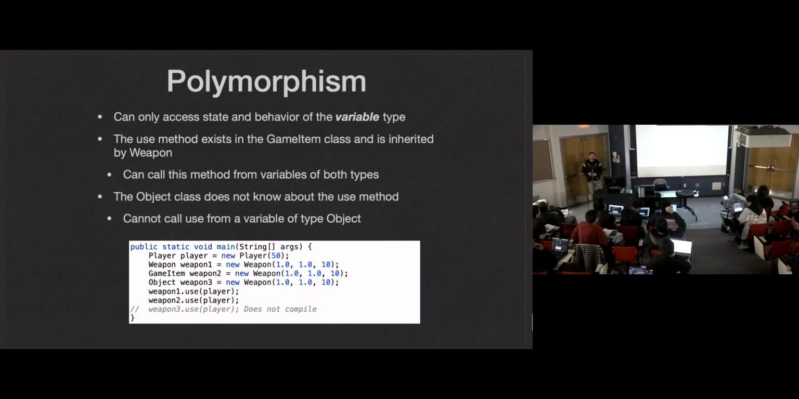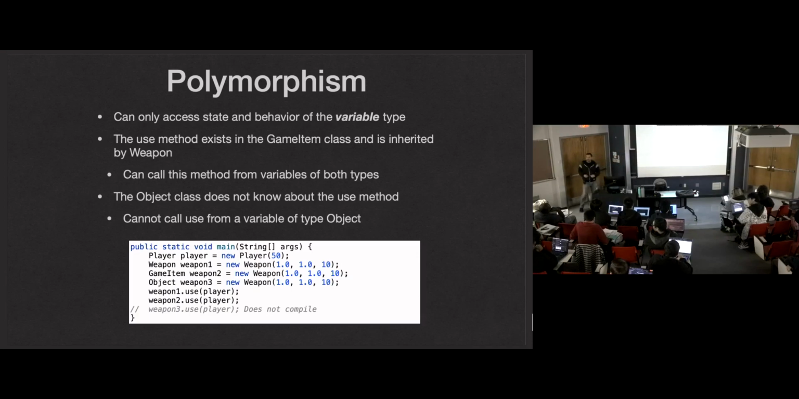But we can go up in the supertypes. So the use method was defined in the game item class, so we can access that from both weapon 1 and weapon 2. Weapon knows about the use method because it inherited it from game item. Game item knows about the use method because it defined it. It's the one that defined this method. But object does not know about the use method, so we can't call it from weapon 3.